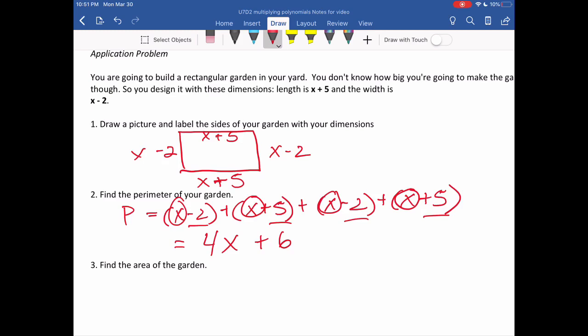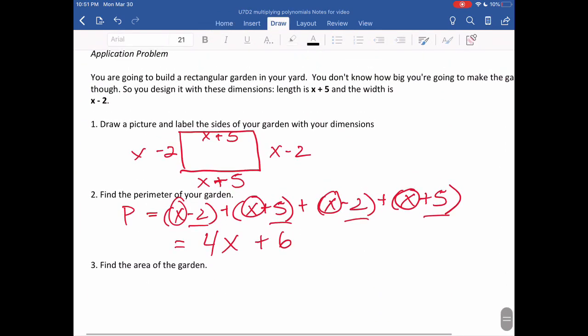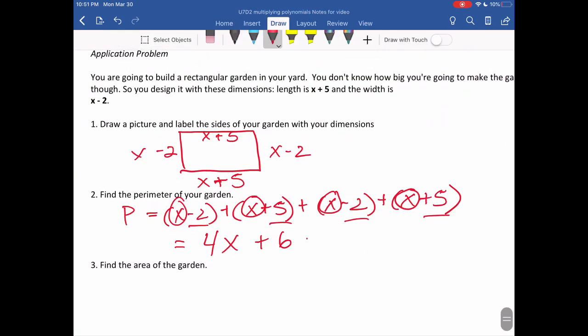And they don't give me units. They don't tell me if this is measured in feet or inches or yards or whatever. So I'm just going to write units. So here's my answer for my perimeter, 4x plus 6 units.